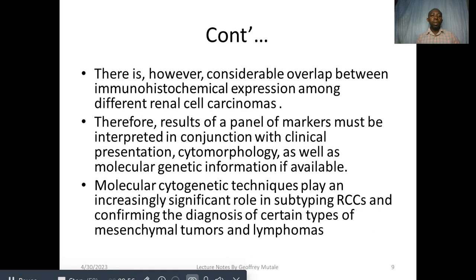However, there are other considerations which overlap between immunohistochemical expression among different renal cell carcinomas. Therefore, results of a panel of markers must be interpreted in conjunction with the clinical presentation, cytomorphology, as well as molecular genetic information if available. So molecular cytogenetic techniques play an increasingly significant role in subtyping of renal cell carcinomas and confirming the diagnosis of certain types of mesenchymal tumors and lymphomas.